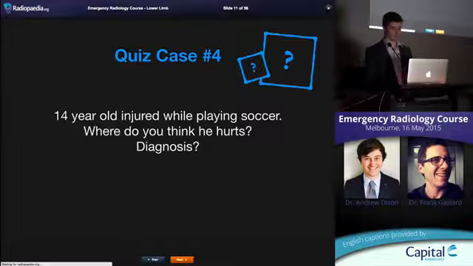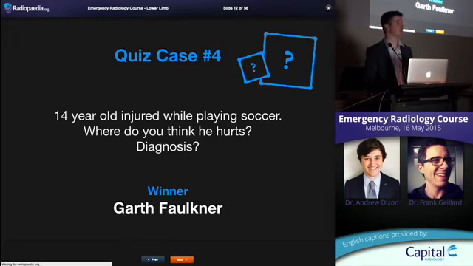Okay, quiz case. 14-year-old injured while playing soccer. Where do you think he hurts? Diagnosis. Garth, are you here, Garth? Yeah, come down.